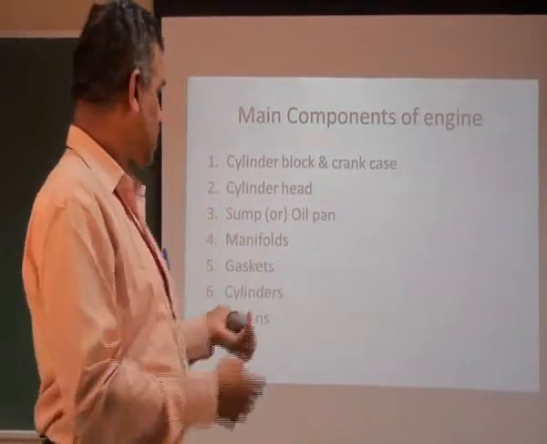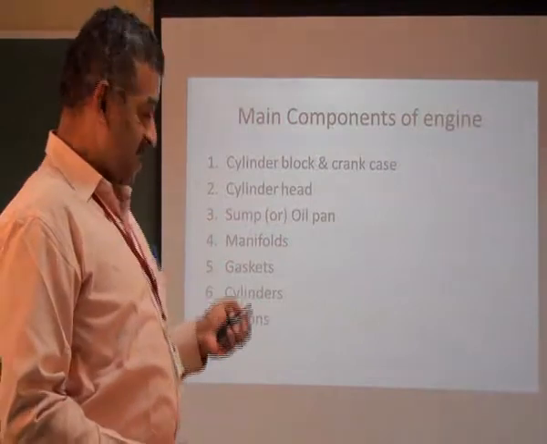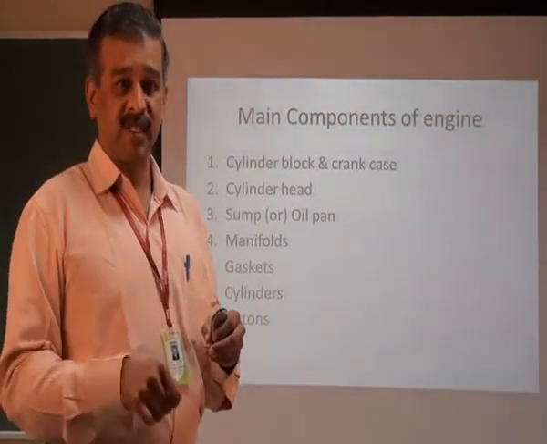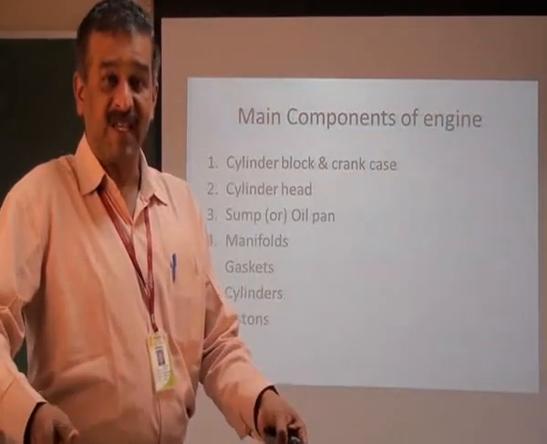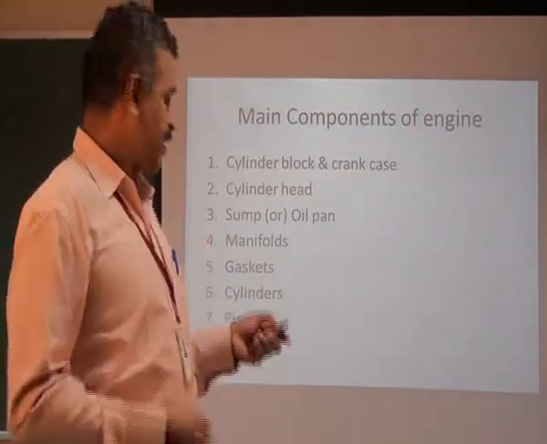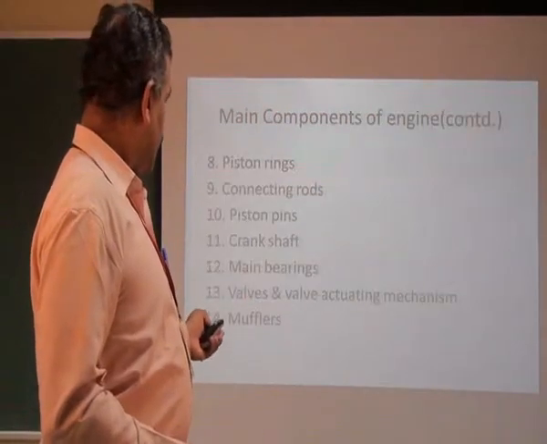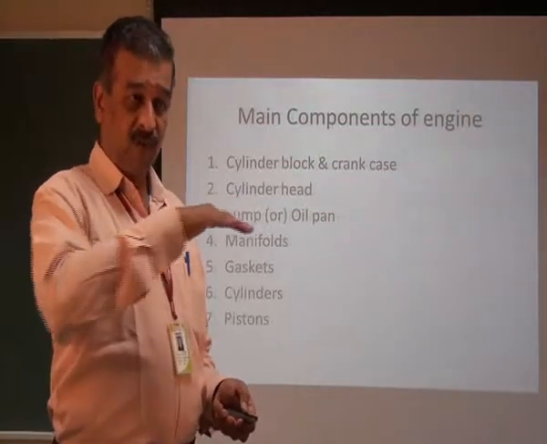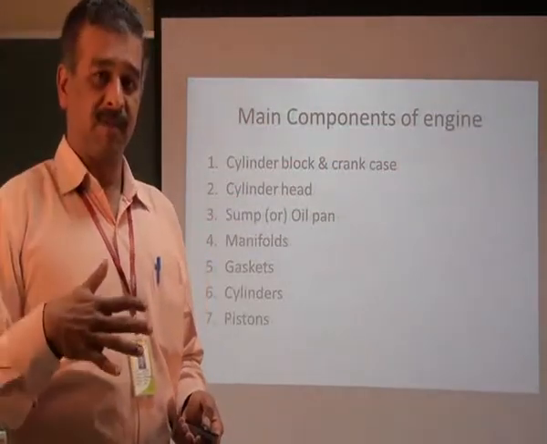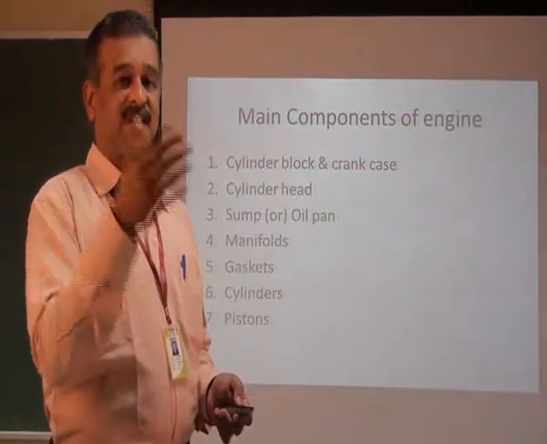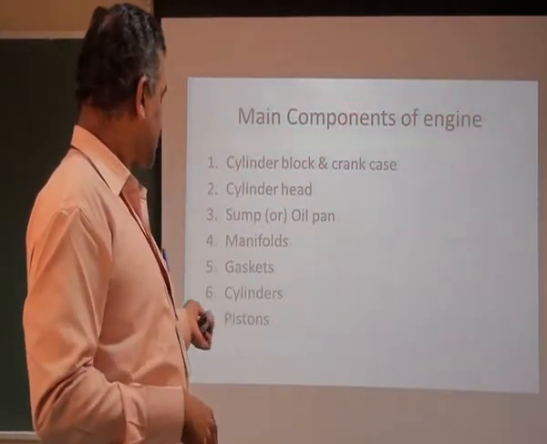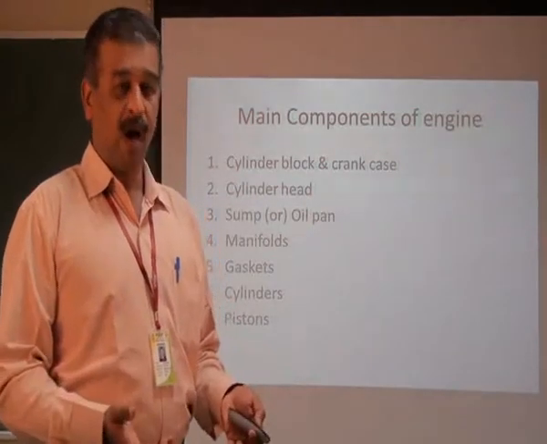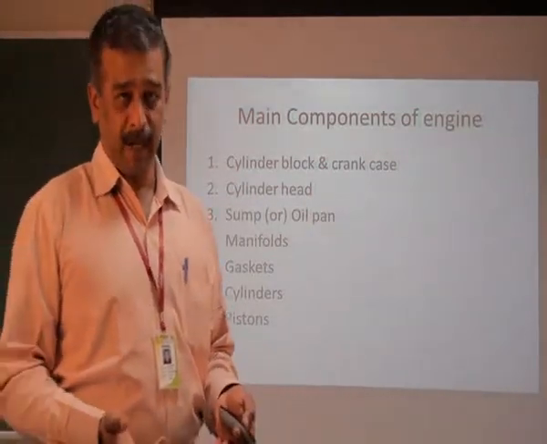How is it happening? The main components: cylinder block and crankcase. Crankcase means cranking, moving like this. That cranking of the things is happening in a closed container, and that is called the crankcase. Then we have the cylinder head. We are going to have a closing of the top end of the engine. That we call the cylinder head. Then at the bottom portion we have a sump, or we call it the oil pan.